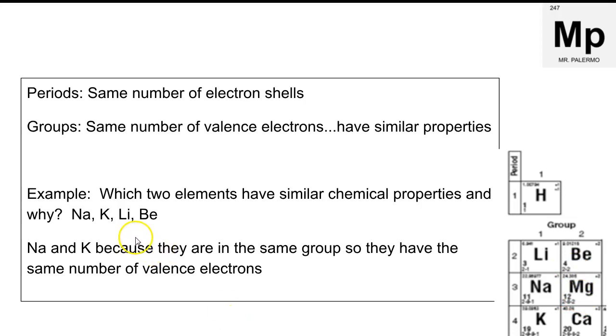So an example of a question you would see on that is, which 2 elements have similar chemical properties and why? So we have Na, K, Li, and Be. So you locate these on the periodic table, and we see that Na and K are in the same group. Therefore, they have the same number of valence electrons, and they would have similar chemical properties.